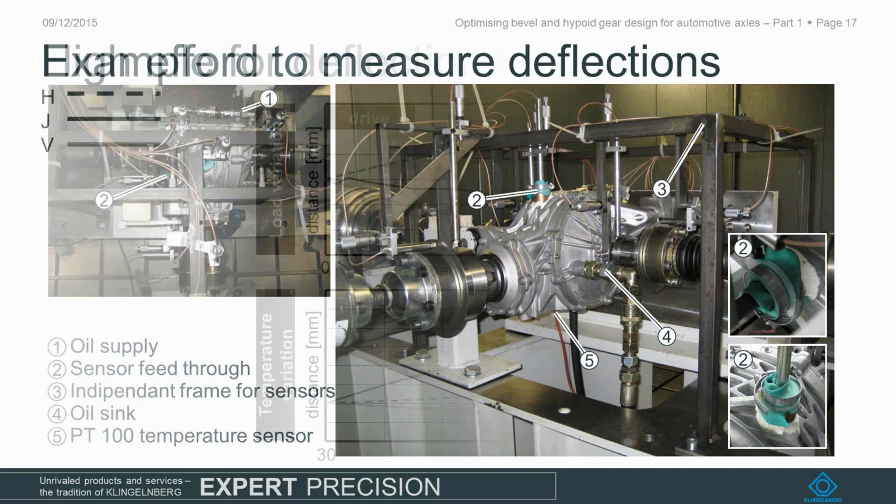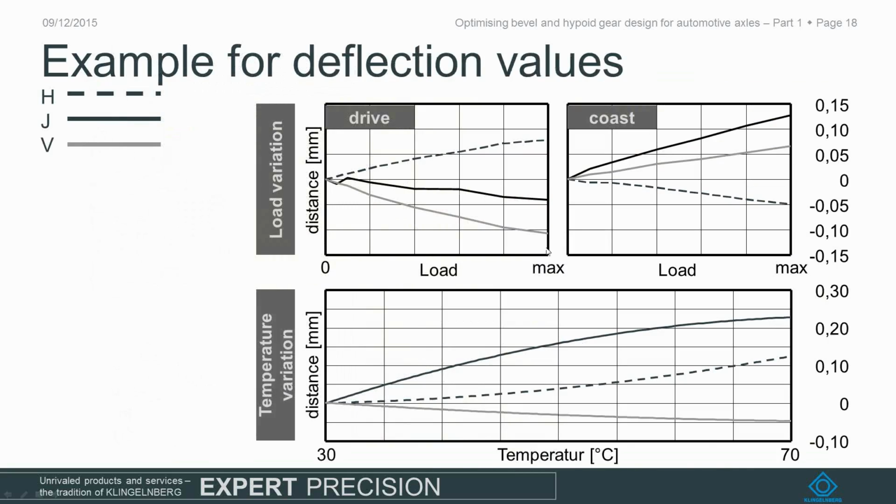You see here the need why we have to calculate, for example, the load influence on the deflection values. You see here just some general charts for the change of the hypoid mounting distance and the hypoid offset, for example, and the pinion mounting distance. And additionally, you see also the influence of the temperature.